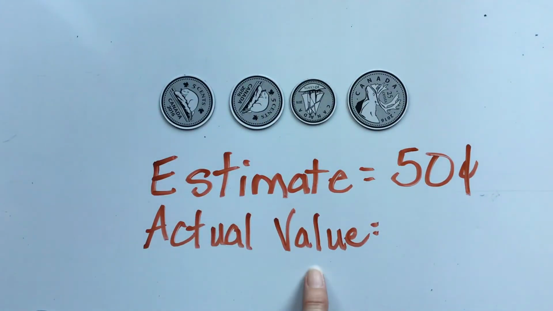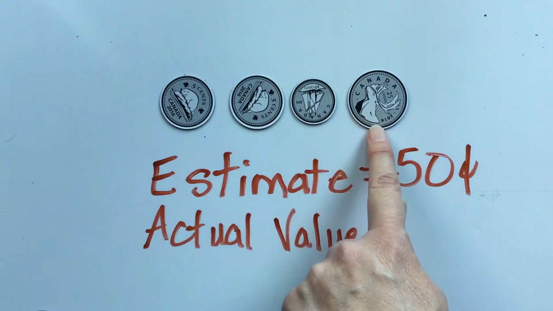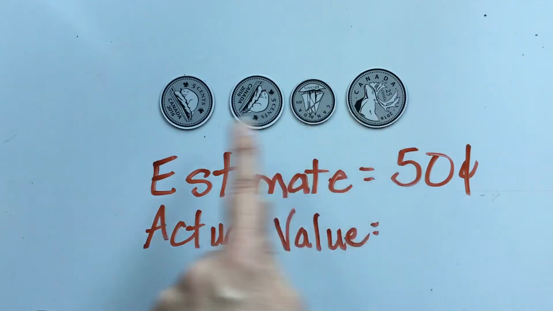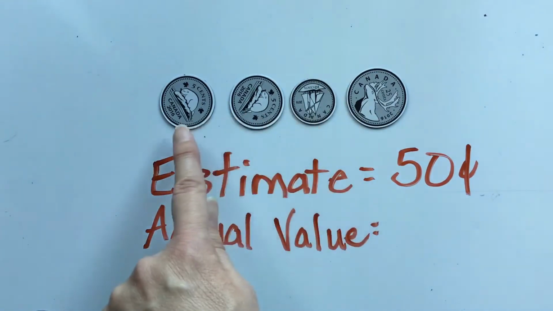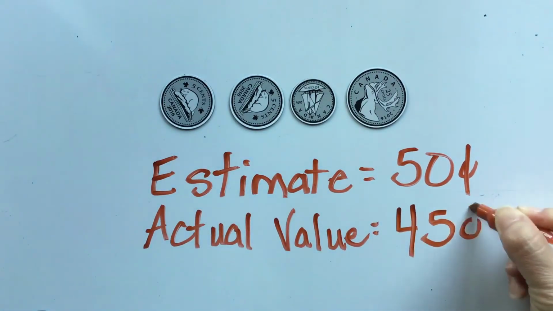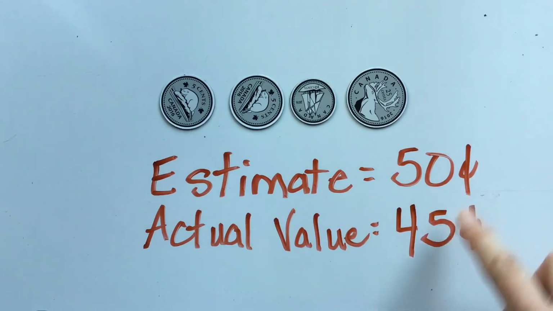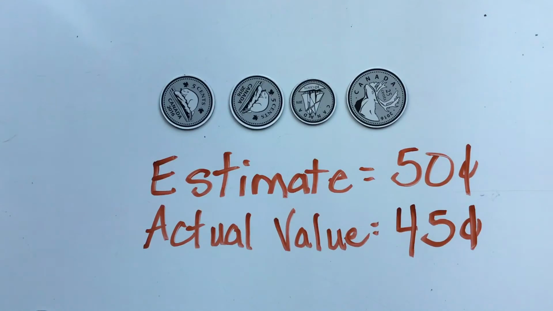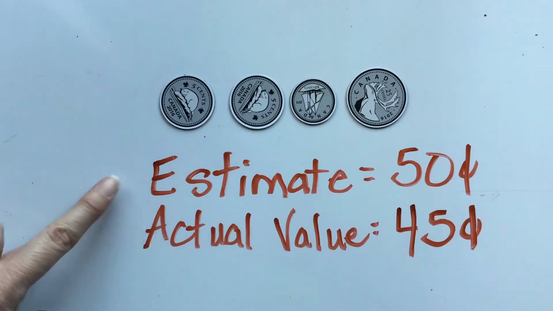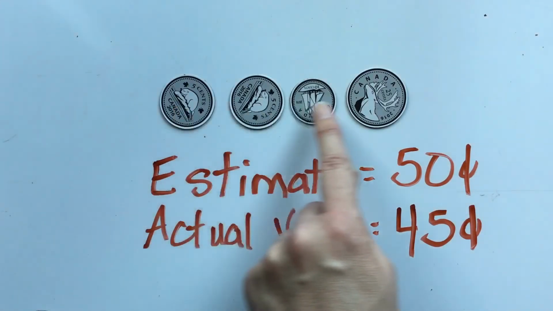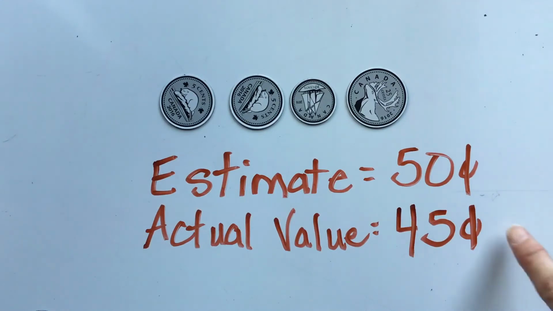Now, for actual value, I'm going to actually be careful now and add it up carefully. Look for your largest value coin. 25 cents. 35, 40, 45 cents. My actual value is 45 cents. I was off by 5 cents. But when I first looked at it, I just made a quick guess of what I had based on how many coins I had. An estimate is a best guess. The actual value is where you very carefully add up the value of your coin. I actually have 45 cents. I guessed that I had 50 cents.